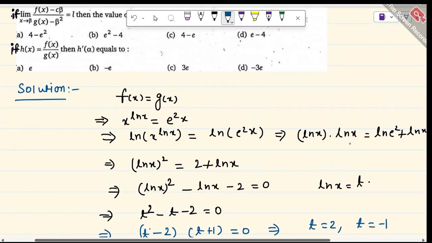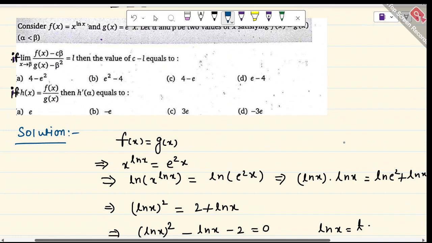Again, now we have to find out the value of the limit, and we have given L, c minus L. We have to find out the value of c minus L. Then we know that in all the options, all the values are finite. So c and L must be finite. So L must be finite.